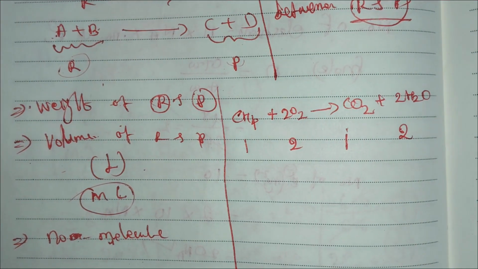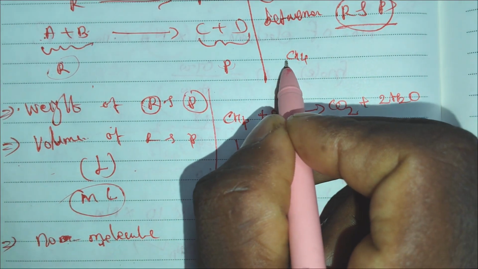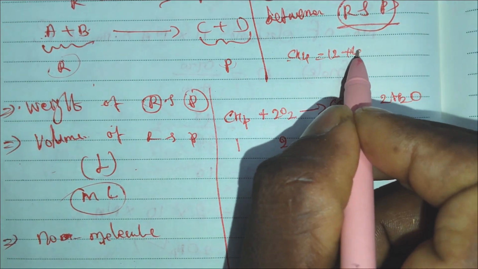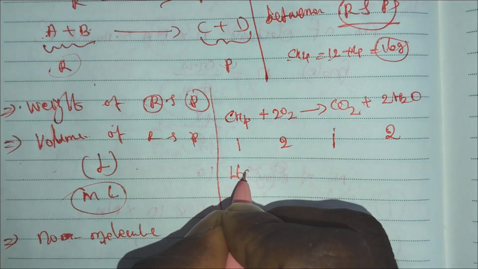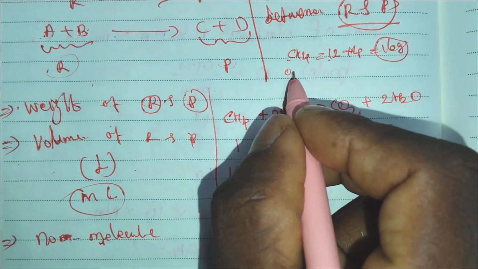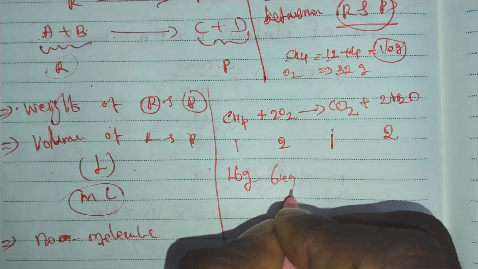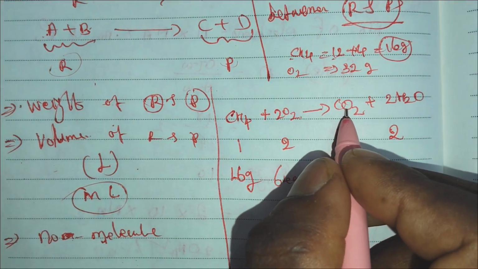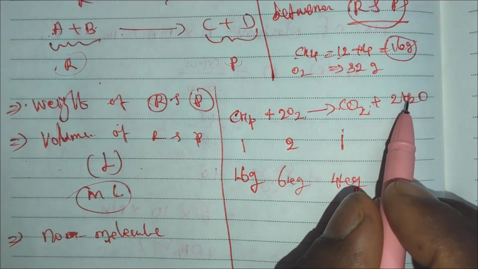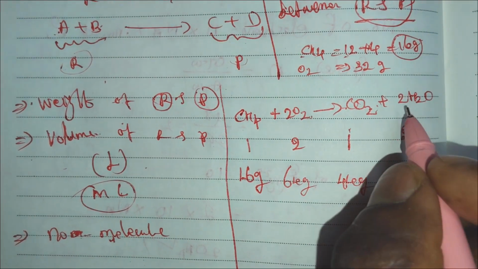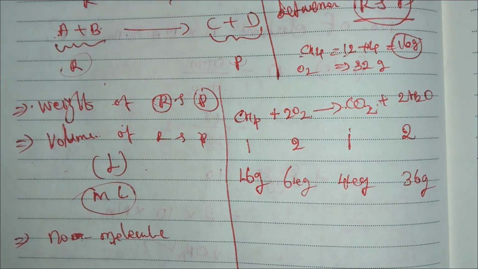Then the weight relation. The molecular mass of methane, CH4: carbon has a mass of 12, hydrogen is 4, so 12 plus 4 is 16 gram. One O2 is 32 gram, so 2 O2 is 64 gram of oxygen. Carbon dioxide: carbon is 12, O2 is 32, 12 plus 32 is 44 gram. And 1 mole of water is 18 gram, so 2 mole is 36 gram. So this is simply the gram weight relation.